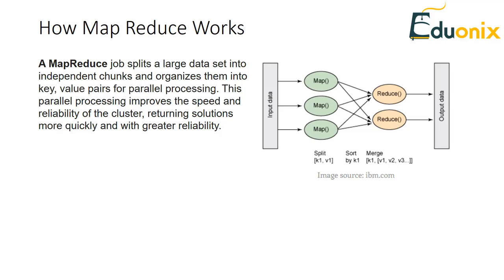A MapReduce job splits a large dataset into independent chunks and organizes them into key-value pairs for parallel processing. This parallel processing improves the speed and the reliability of the cluster, returning solutions more quickly and with greater reliability. The map function divides the input into ranges by the input format and creates a map task for each range in the input. It is very important for us to understand this part.